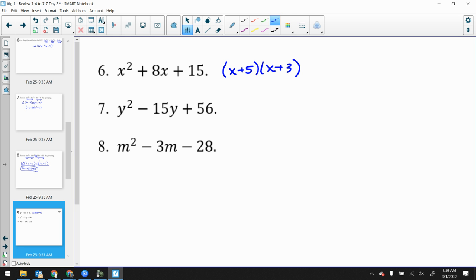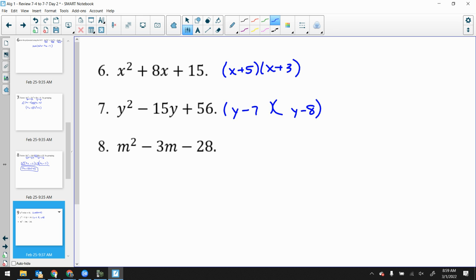Noah, what'd you get for number 7? Y minus 7, y minus 8. Good. Y minus 7, y minus 8. Factors of positive 56 that had to get to negative 15. Negative 7, negative 8.